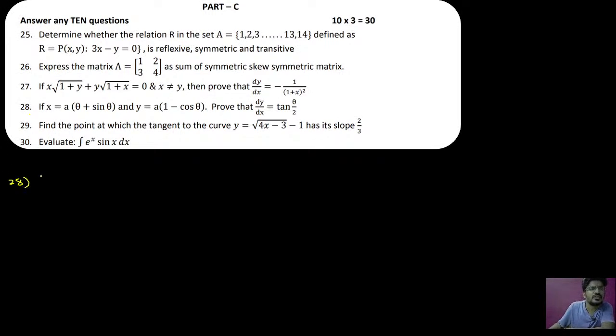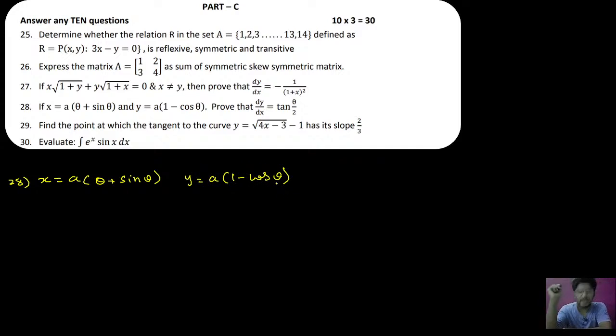Problem number 28. Here, if x is equal to a into theta plus sine theta and y is equal to a into 1 minus cos theta, we have to prove that dy by dx is tan of theta by 2.